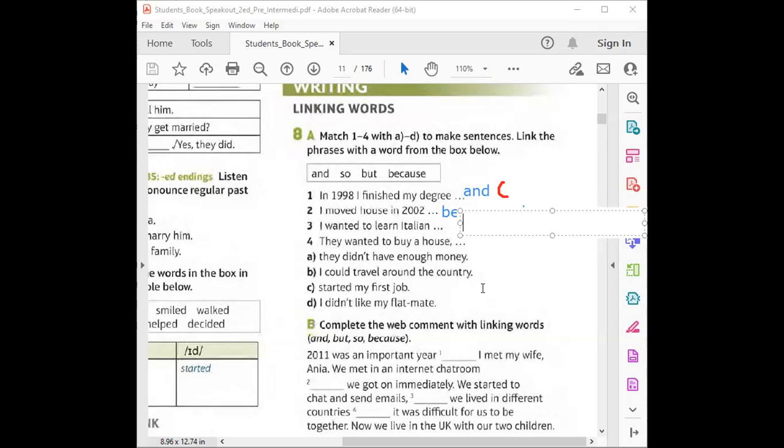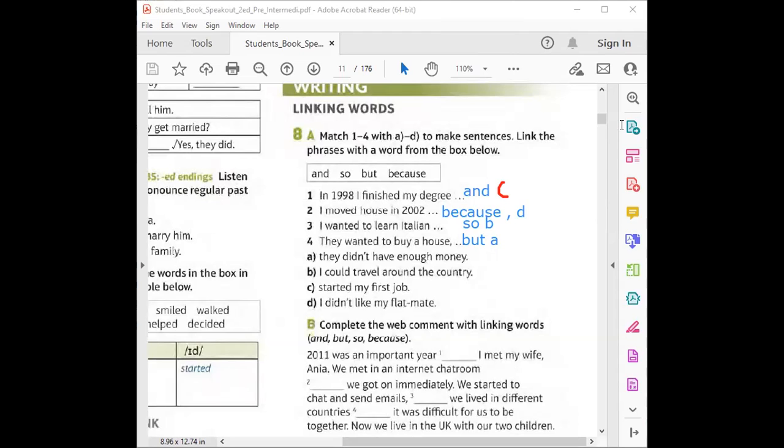I wanted to learn Italian, so I could travel around the country. So, and then you have B. So I could travel around the country. Thank you. And they wanted to buy a house, but they didn't have enough money. Thank you very much, guys. Please write the answers down so when you get your books, you can write them back there.